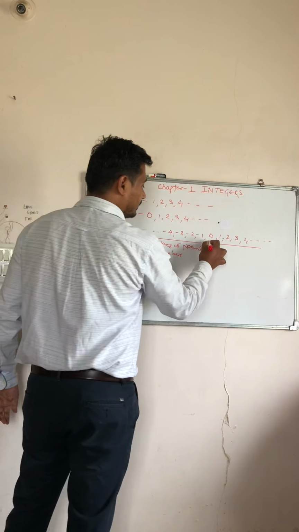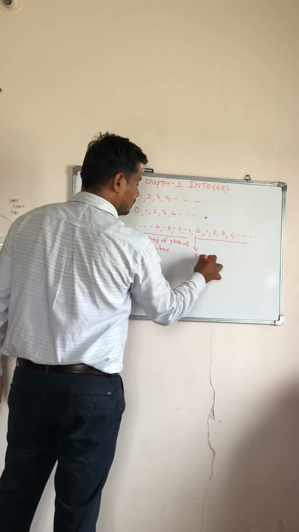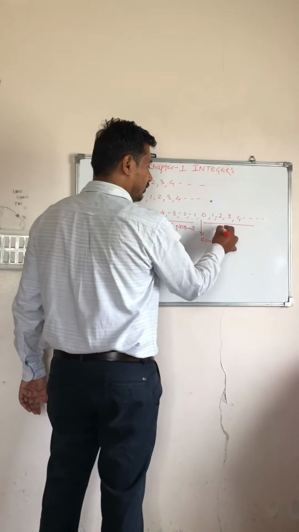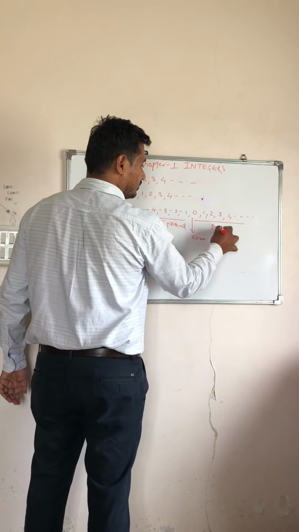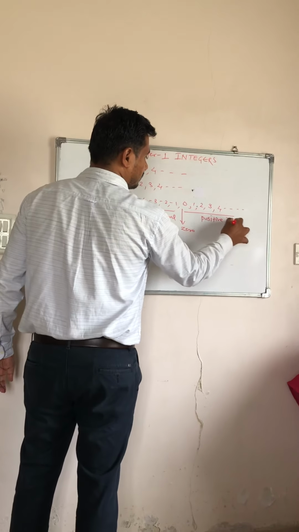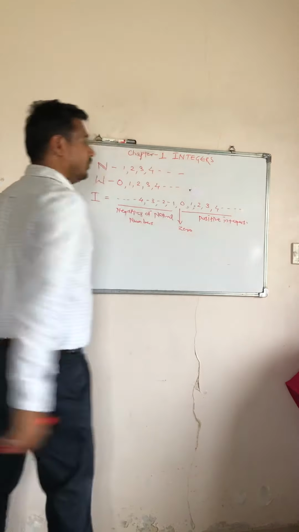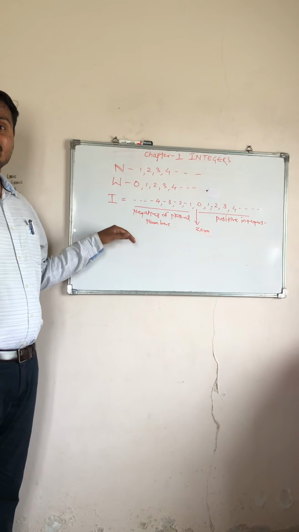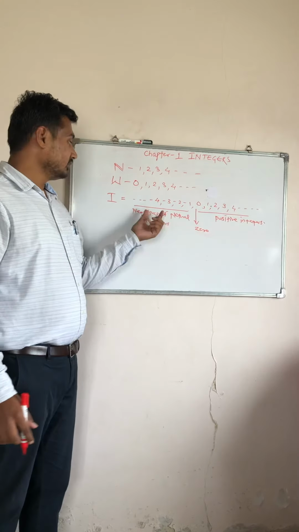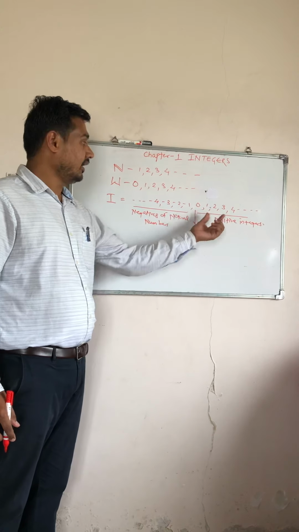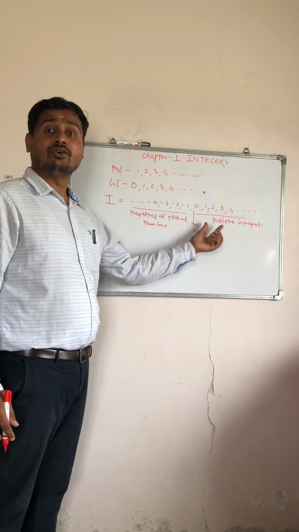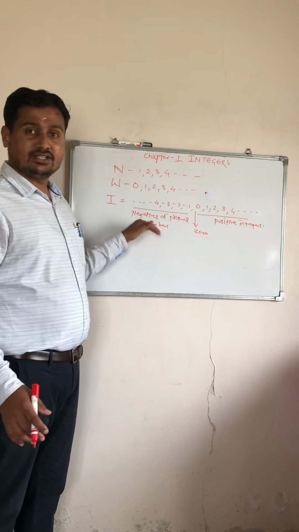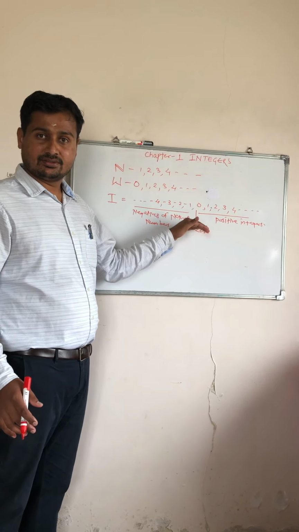This is the 0. 0 is neither positive nor negative. These are the positive integers. So the set of integers consists of the negatives of natural numbers and the set of whole numbers. So it forms the set of integers.